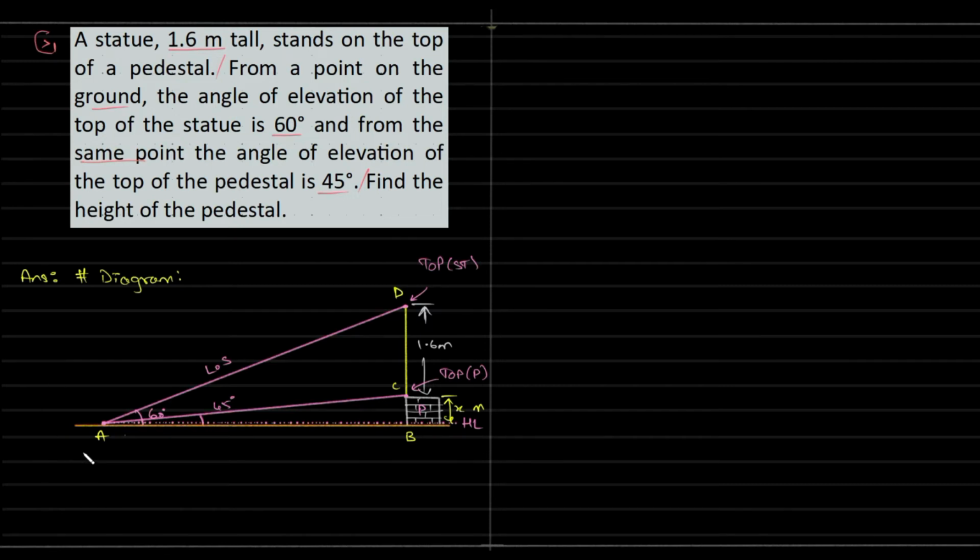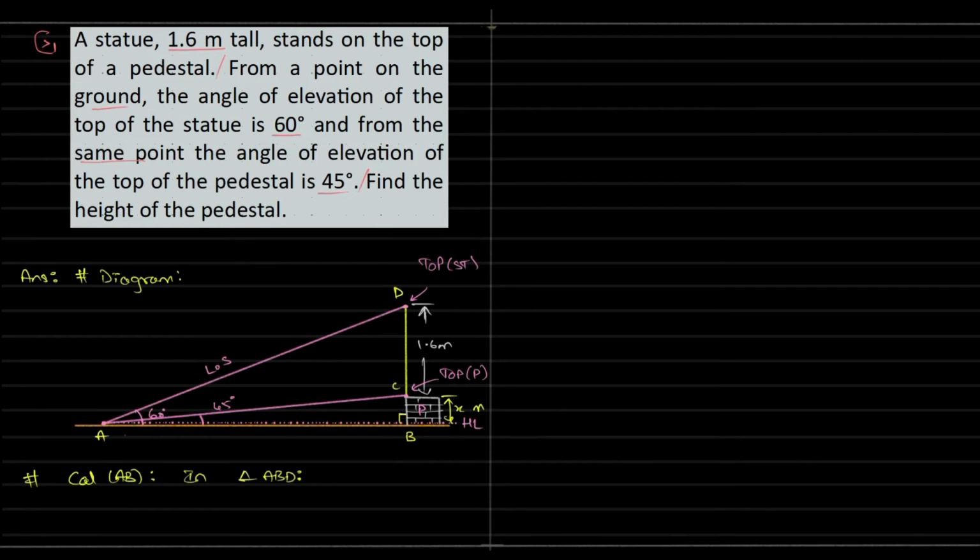Now, what is the plan? How will we find CB? We can find CB with the help of triangle ABC. But we need one of the sides. So let's find AB. But how will we find AB? With the help of triangle ABD. That's it. So first we'll begin with the calculation. Calculating AB, from triangle ABD.